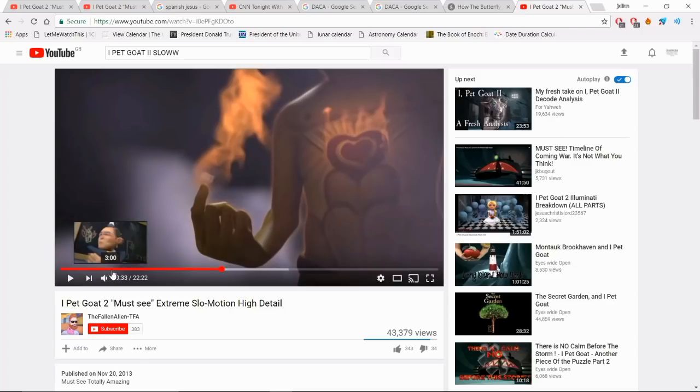And then the butterfly reference to DACA and the butterfly reference that we have in the iPet Goat video, where it goes up in flames, and could be that immigration is about to go up in flames because of something that happens to Donald Trump caused by an immigrant.